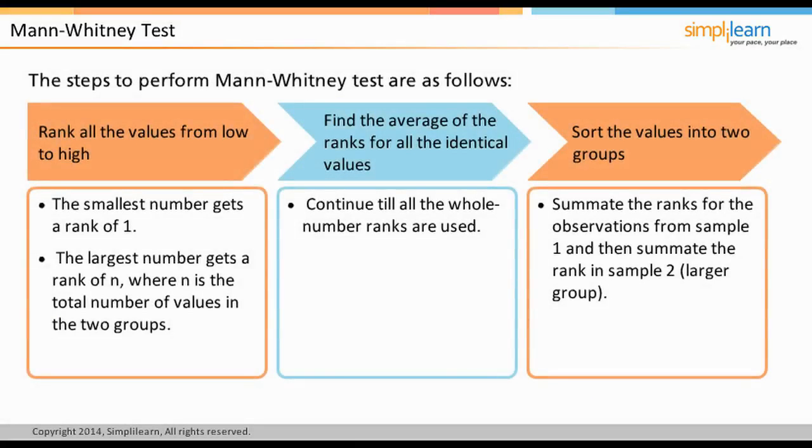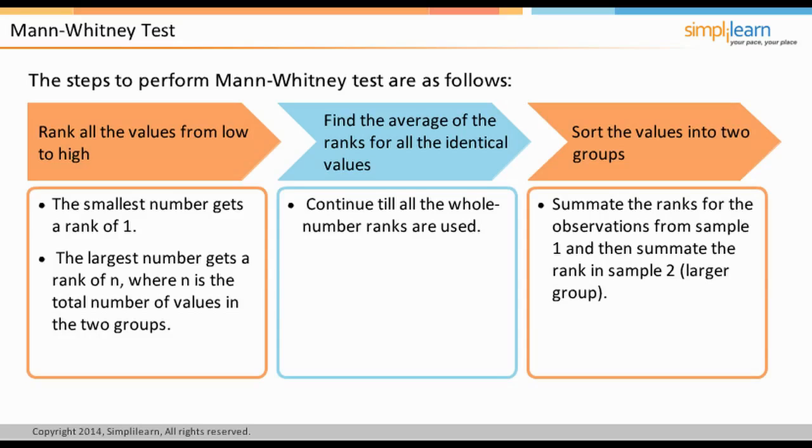To perform the Mann-Whitney test, first rank all the values from low to high without paying any attention to the group to which each value belongs. The smallest number gets a rank of 1. The largest number gets a rank of n, where n is the total number of values in the two groups.